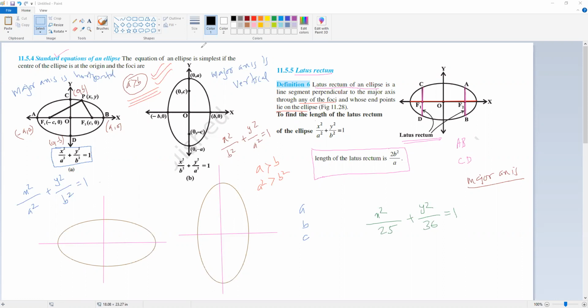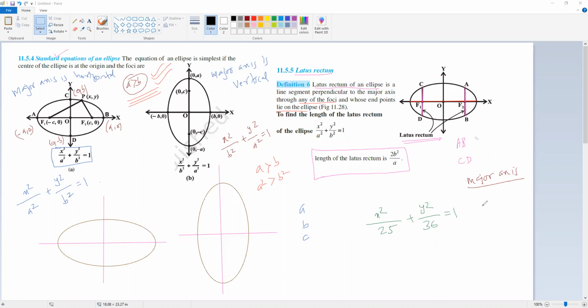So A square comes under X square. That means the bigger number comes under X square. The bigger number comes under A square, as the semi-major axis is greater than the semi-minor axis. So A square will be always greater than B square. If the bigger number comes under X square, then it is horizontal. If the bigger number comes under Y square, then it is vertical. That is the easiest way to remember.